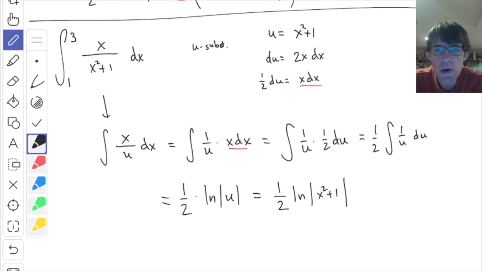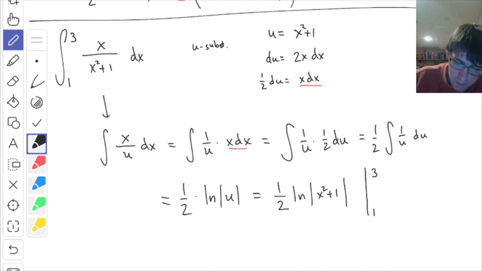Now, in an ordinary indefinite integral, you would put the plus c and be done at this point. But this is a definite integral from 1 to 3. So instead of putting the plus c, I put the bar and the 1 and the 3. And now I got to plug in the 3, subtract, plug in the 1.